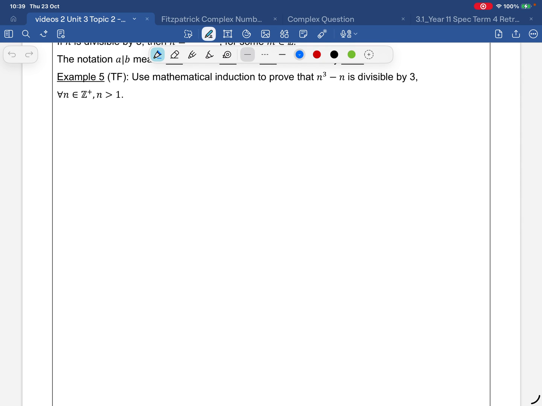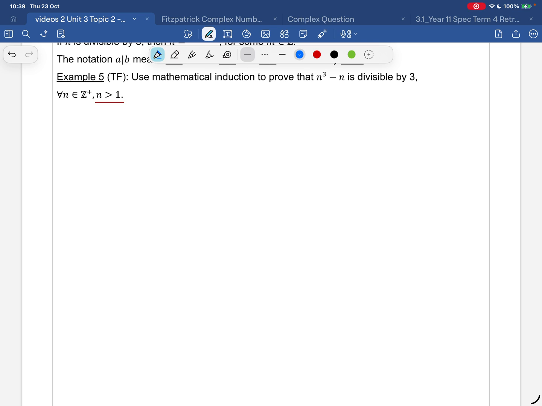All right, now we're going to use mathematical induction to prove that n cubed minus n is divisible by 3 for all positive integers n greater than 1. So it's important that you read the n greater than 1 so that you know your base case is going to have to be 2.